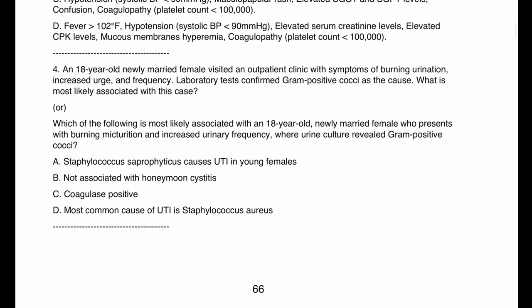Next question, they are asking about a newly married female who presented with UTI. So the most common organism is Staphylococcus saprophyticus. Remember Staphylococcus saprophyticus, which is causing honeymoon cystitis, and it is a coagulase negative Staphylococcus. Only Staph aureus is coagulase positive, the rest are all coagulase negative, and it is the most common cause of honeymoon cystitis or UTI in a newly married female. That is very, very important.